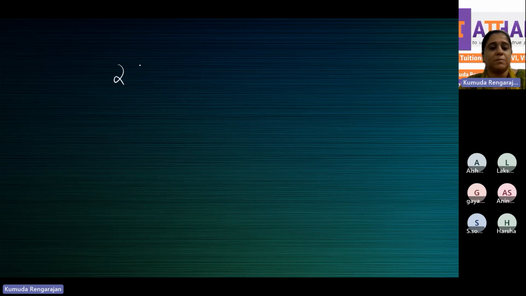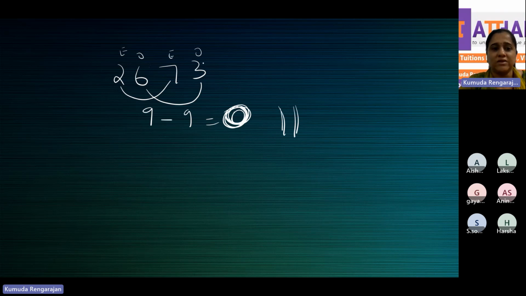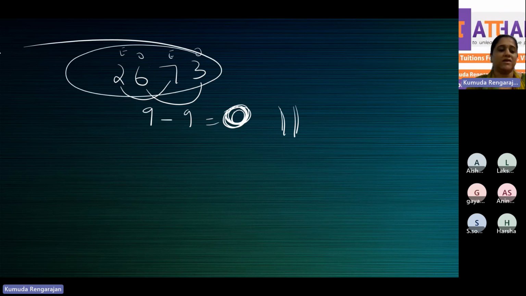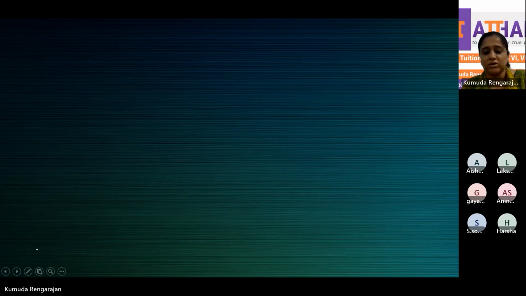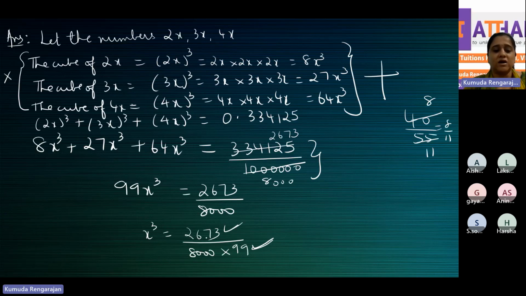2, 6, 7, 3. Odd, even, sum 9, 9 minus 9, 0. The difference is 0. If the difference is 0 or a multiple of 11, then the given number is divisible by 11. So you can check using that.